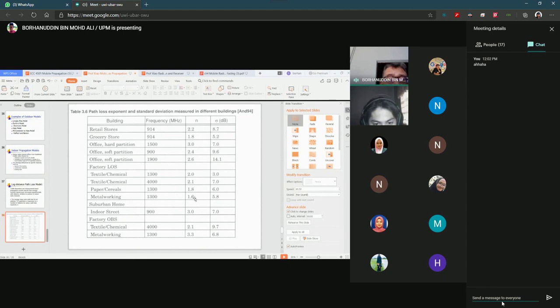You can see that some of them have small exponent, meaning better propagation, less loss, and variation, sigma, standard deviation. Some of them are quite high, 9, 10, okay, but some of them are quite consistent, 3 here. Okay. So this is what they have measured.